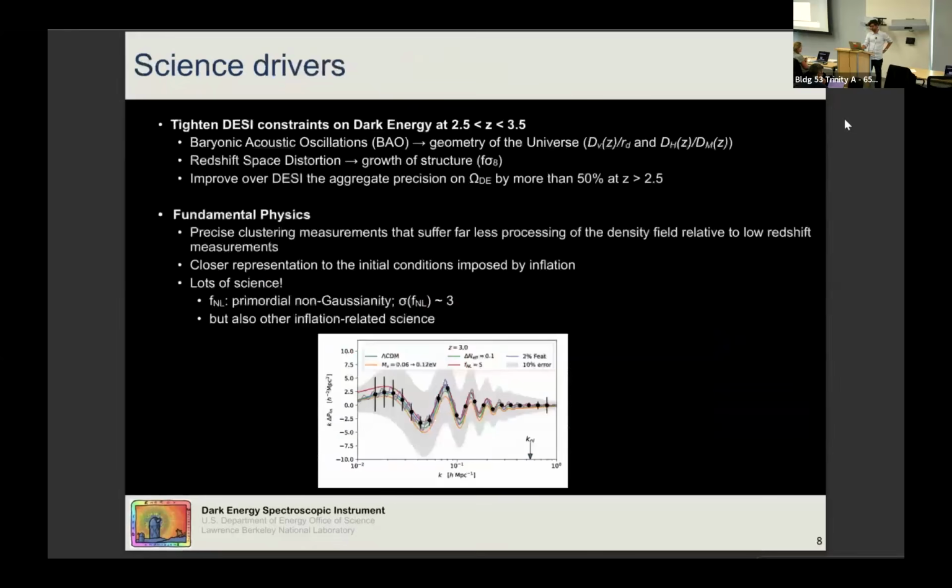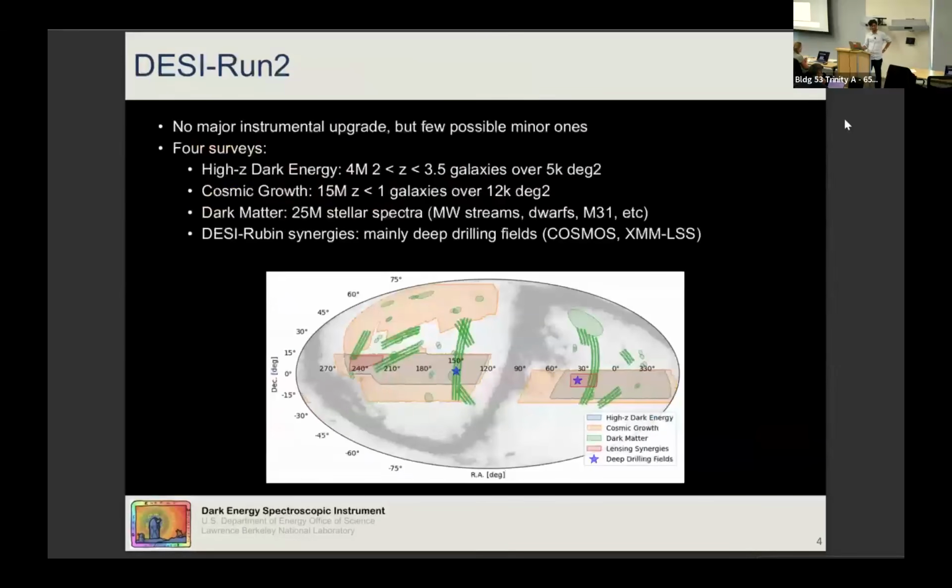So the footprints do somewhat overlap. I've not put the DESI footprint here, but the footprint is in this box here. But we won't observe mostly the same objects, I guess. Okay, thank you.